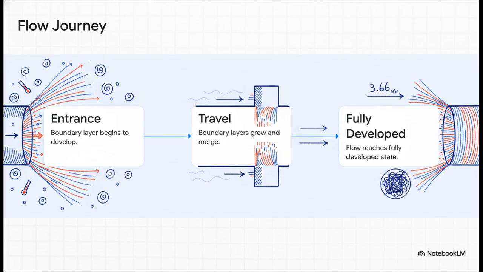Step 2, the fluid travels further down the length of the pipe. As it moves, these boundary layers from the top and bottom walls grow thicker and thicker, eventually merging right in the middle. Finally, step 3, all those chaotic entrance effects fade away, and the whole thing settles into that smooth, fully developed flow where our steady Nusselt number of 3.66 takes over.